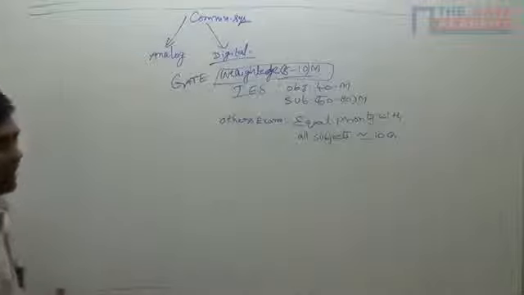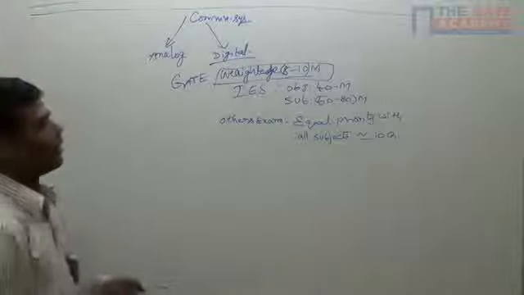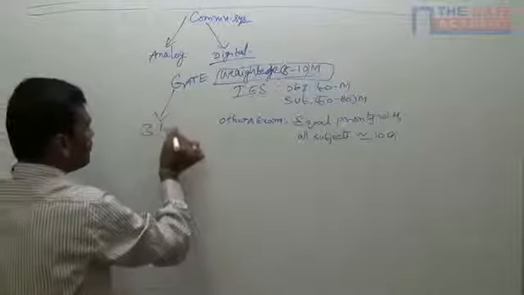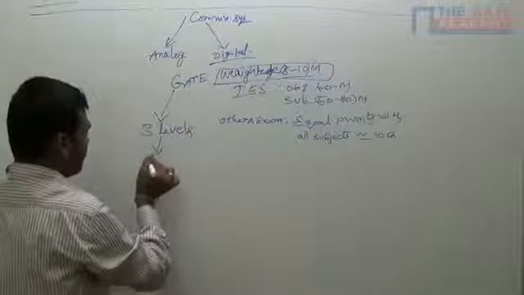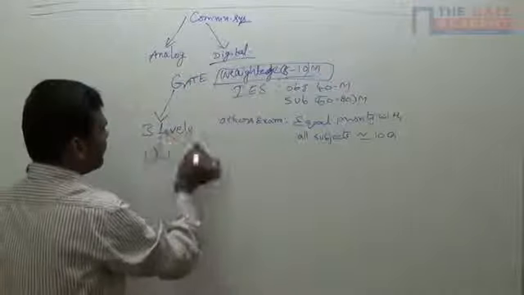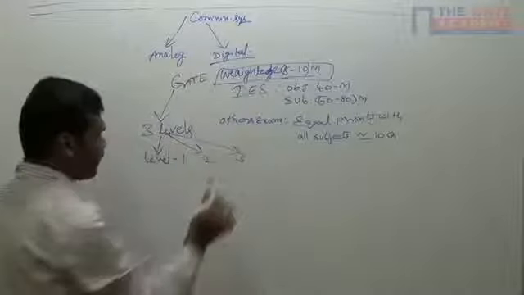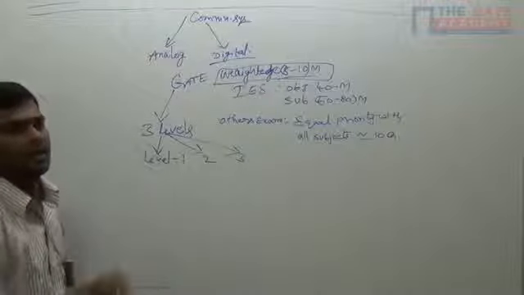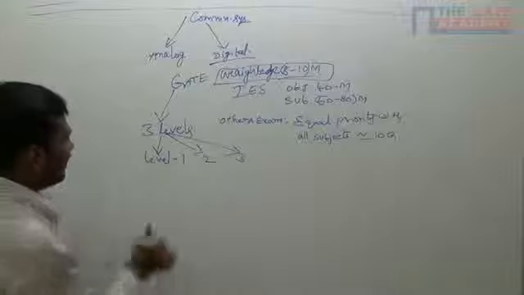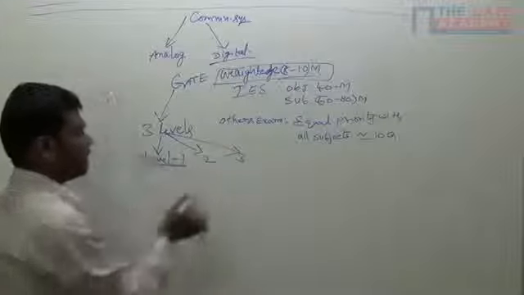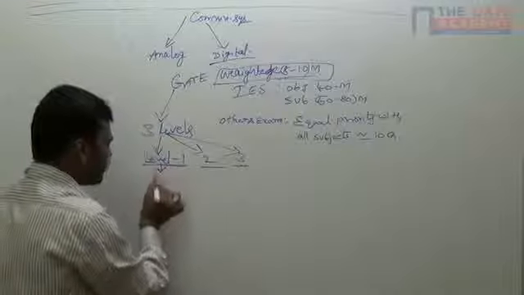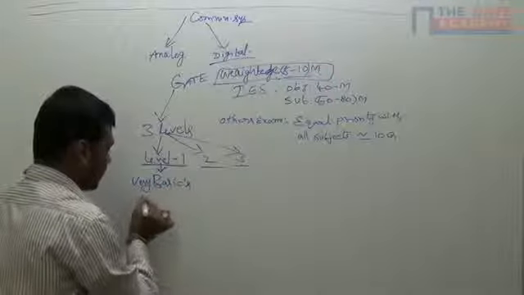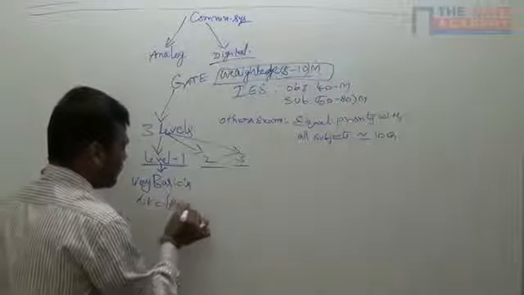Today is our introductory class, so let's look at how the questions are asked. I can divide these questions into three levels: level 1, 2, 3. So many students are applying for the GATE examination. In level 1, the questions are very basic, formula based.